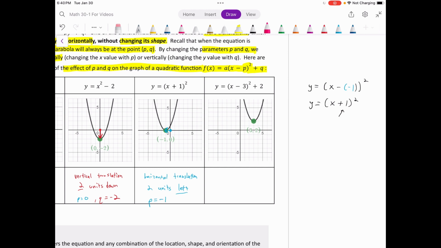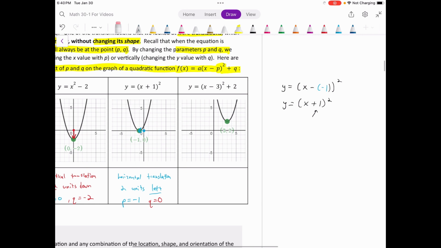Our q is 0. It hasn't been shifted up or down, right? If you wanted to, you could add in the 0 there. No shift vertically. No translation vertically. Here's one that's got both happening. Can you pick out p and q? Always compare, right? We've got x minus p squared. So what's my p? It's 3, positive 3. Okay, p is positive 3. What's q? Positive 2. Q is positive 2.